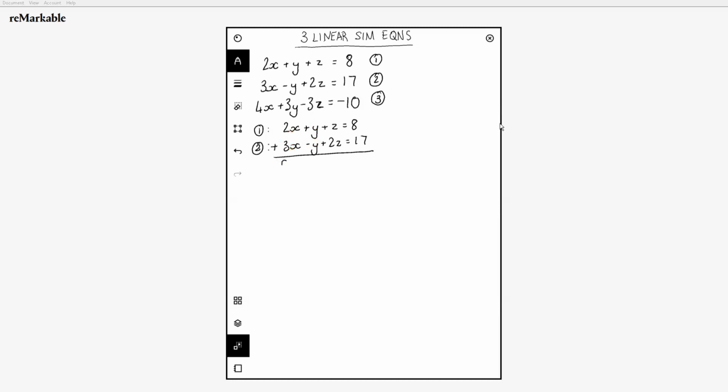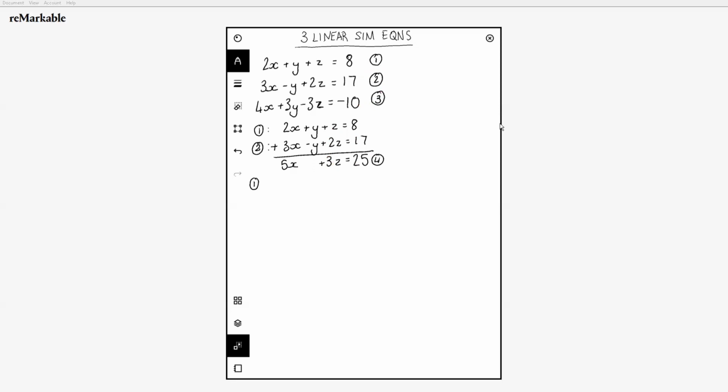So 2x plus 3x is 5x. Our y's cancel, and z plus 2z is 3z. 8 plus 17 is 25. That's our equation 4. We're going to label it because it's still got 2 unknowns in it, so we can't solve it just yet. Now we choose either 1 and 3 or 2 and 3 to eliminate the y's again, so that we get another equation in terms of x and z. So I'm going to choose 1 and 3.